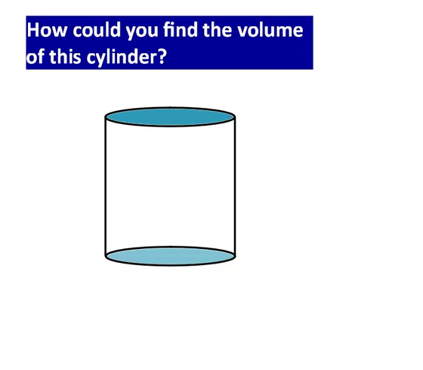Okay, how would you find the volume of this cylinder? Well, you need to find the area of the face at the top that runs all the way through. It's the same face. So you find the area, if you know how to find the area of a circle, then this will be no problem. And then you multiply it by the depth or height of the cylinder.